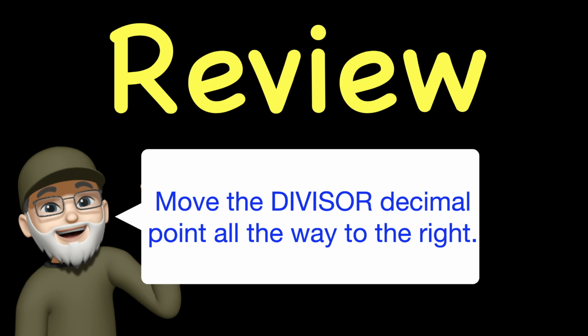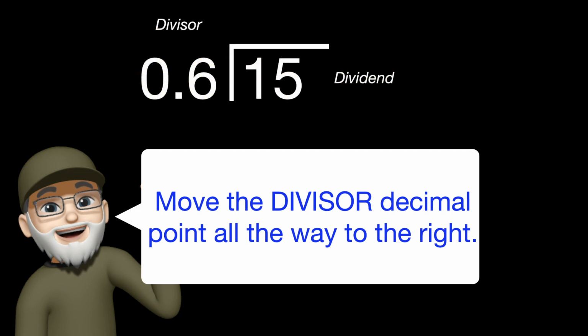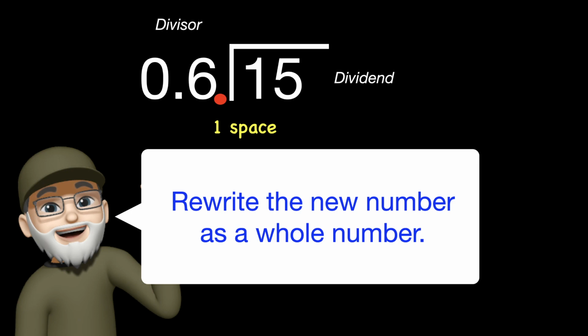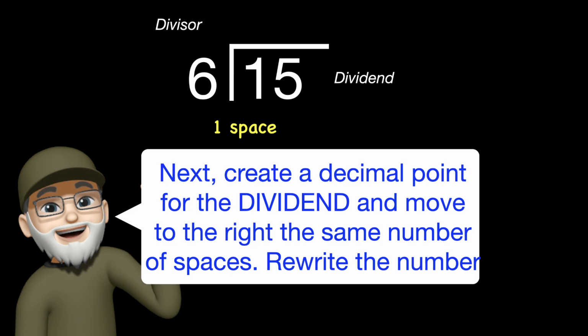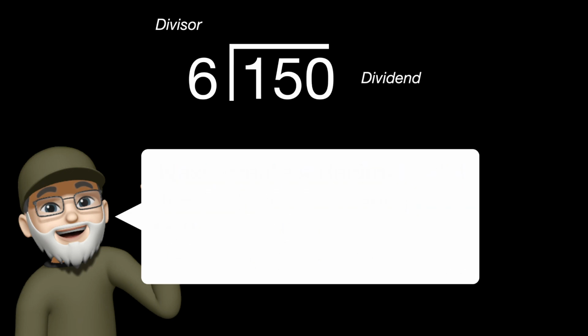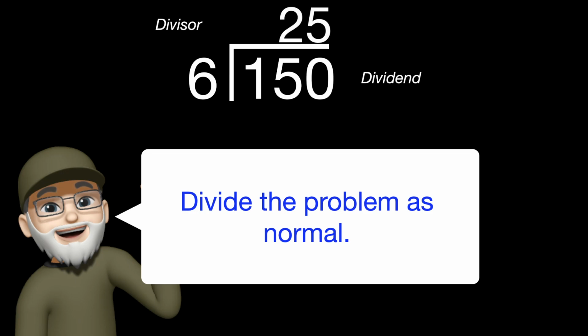Okay, let's review. When we do problems like this that have a decimal point on your divisor, our job is to move the decimal point for the divisor all the way to the right so that we make a whole number, count your spaces, and then rewrite that as a whole number. Next, you go to your dividend. Notice it doesn't have a decimal point, so you just make one, and then shift that decimal point the same number of spaces that you did before. Rewrite that number, but add a 0 in any of the spaces that you made. Then you're just going to divide that problem as normal.